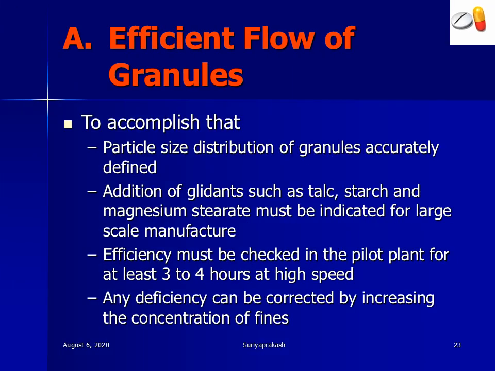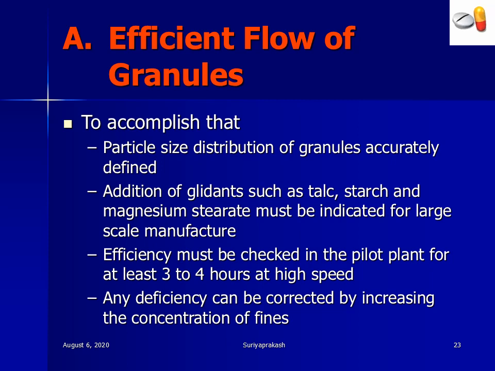Efficient flow. Another reason for passing the weight variation test, besides smooth flow, is that the particle size distribution of granules is accurately defined. If you remember, in physical pharmacy, particle size distribution was already discussed. There you should get a smooth curve, a particle size distribution curve, that is a bell shaped curve. That means the particle size distribution should follow a bell shaped curve. When it follows a bell shaped curve, then naturally passing the weight variation test, or filling into the die cavities, will be uniform.